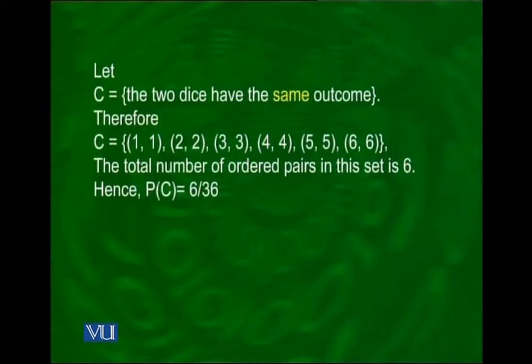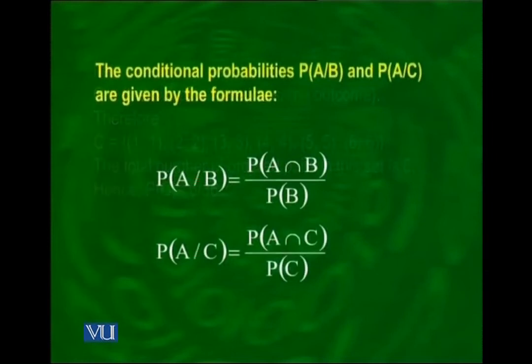Also, let us denote by C the event that the 2 dice have the same outcome. Students, aap jante hain ki un 36 outcomes mein se 6 aise hain jin mein both dice have the same number, and they are 1-1, 2-2, 3-3, 4-4, 5-5, and 6-6. So, the total number of such ordered pairs is 6, and hence, the probability of this particular event is equal to 6/36.